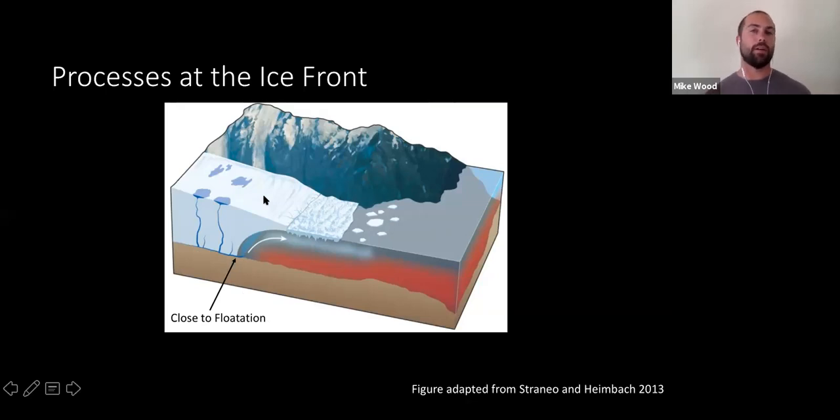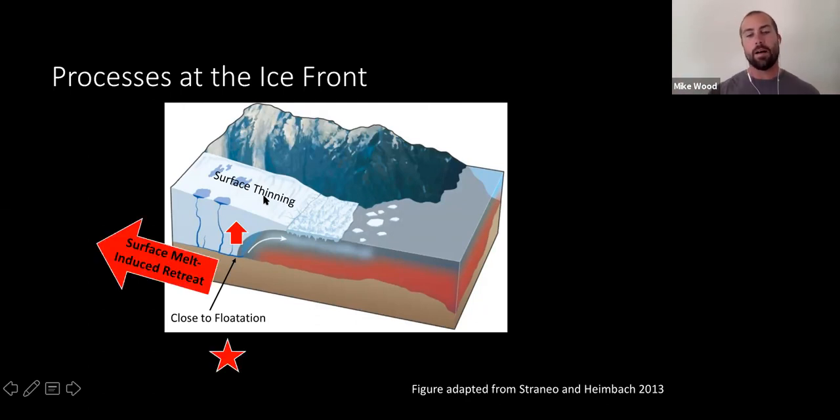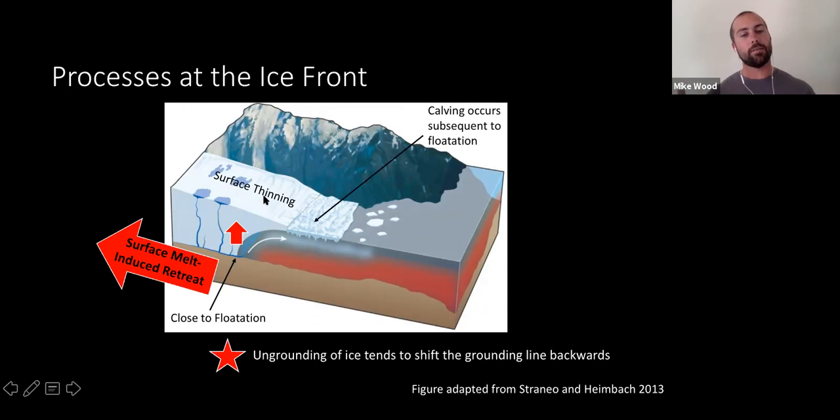So all of the ice right there at the grounding line is very close to flotation. What that means is if you melt the glacier on its surface, then that could cause some of the ice to unground. And that ungrounding of ice near the grounding line can cause the grounding line to shift backward into the ice sheet. So there's an effect from surface thinning here that could be important.